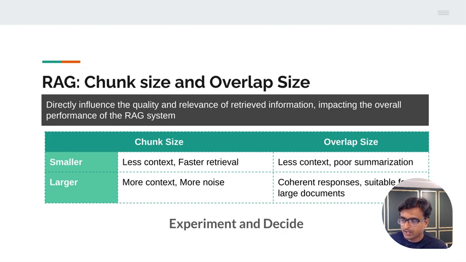On the other hand, if you have a larger chunk size, you get better context, but you also get more noise. When the overlap size is large, you get coherent responses, and usually a higher overlap size is suitable for large documents which have long sentences.